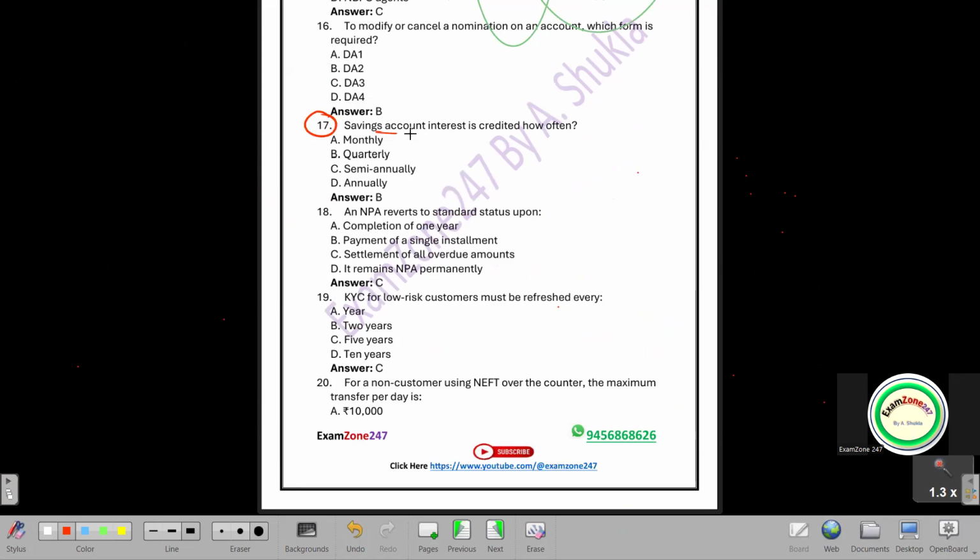17. Saving account interest is credited how often? Monthly, quarterly, semi-annually or annually? You should know this. You get a message when saving account interest is credited. Very good Sayan Das, very good. Quarterly, Akshay is also answering well, but I will be asking a different thing here.